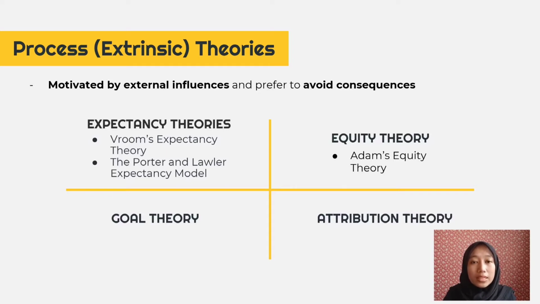The first one is expectancy theories, which consists of Vroom's expectancy theory and the Porter and Lawler expectancy model. The second one is equity theory, which consists of Adams' equity theory. The next one is goal theory, and lastly, attribution theory.